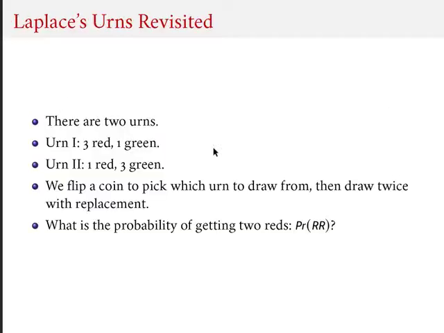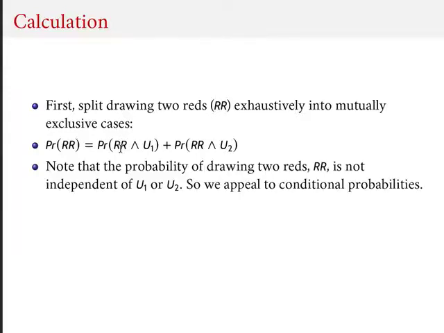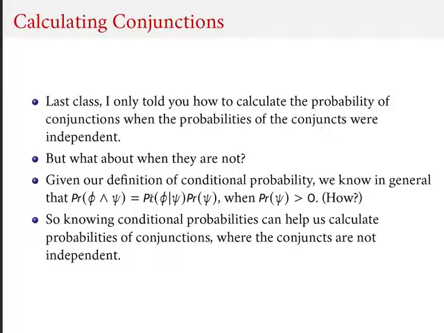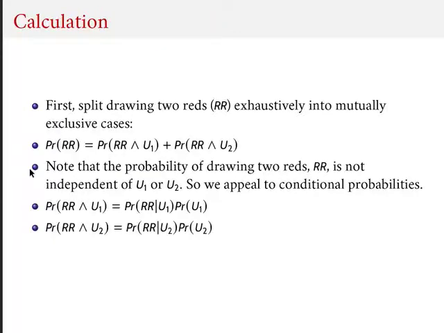That's because urn 1 and urn 2 have different distributions of red versus green marbles. So whether U1 is true does influence the probability of you drawing two red marbles. So that is to say that we cannot simply appeal to the rule for calculating conjunctions with independent conjuncts, because these conjuncts are not independent. What we have to do is appeal to our general rule here, which we derived from the definition of conditional probability.